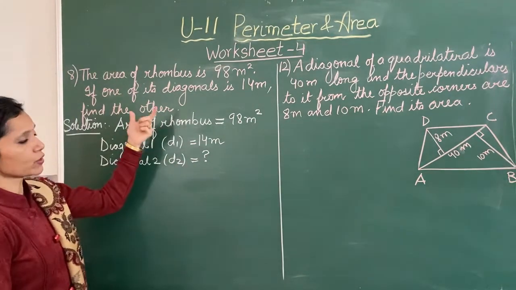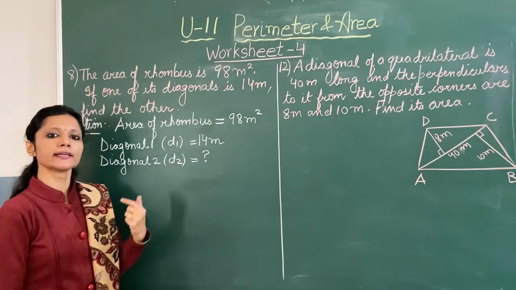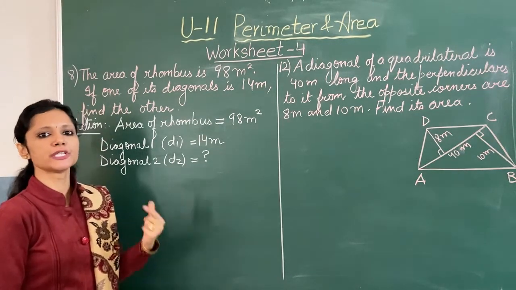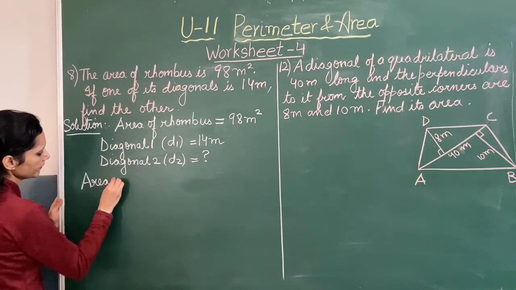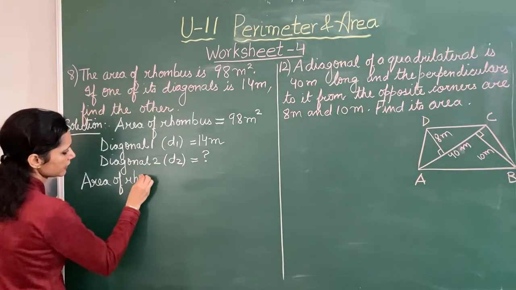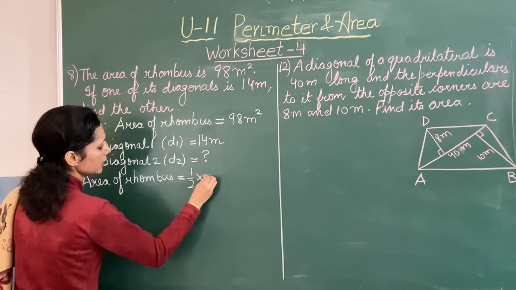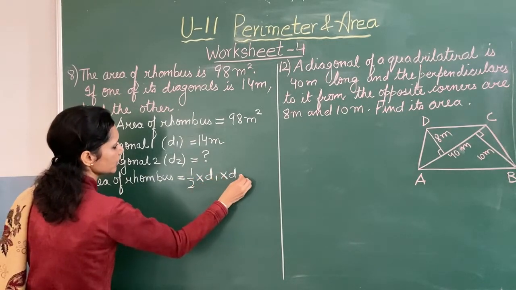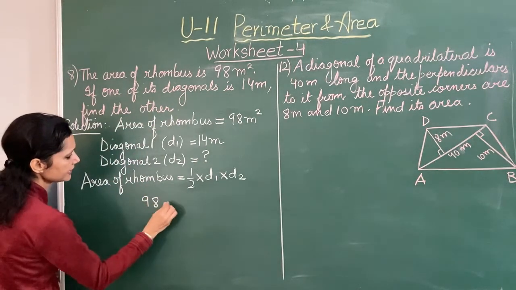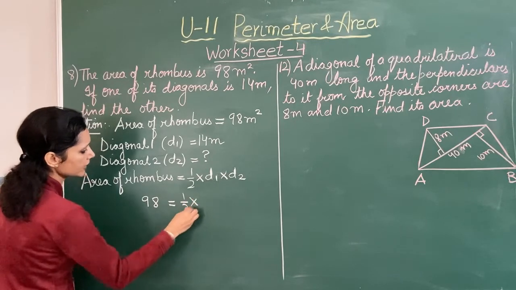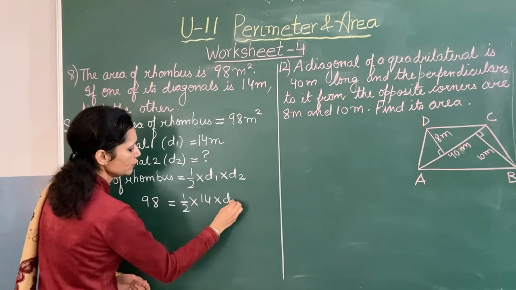Now in such questions of rhombus where diagonals are being given, the formula to calculate the area of the rhombus is half into D1 into D2. So let's apply the formula. Area of rhombus is equal to half into D1, that is diagonal 1, into diagonal 2. Now we already know that the area of the rhombus is 98. So this is equal to half into diagonal 1, which is 14 meters, and diagonal 2 we do not know.